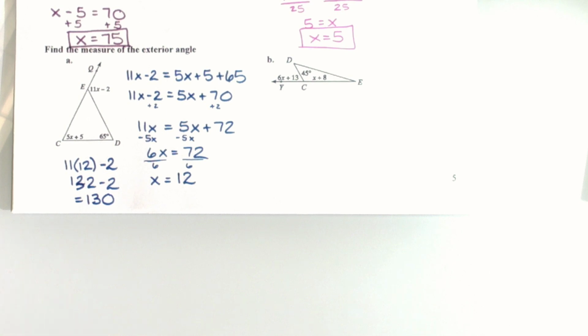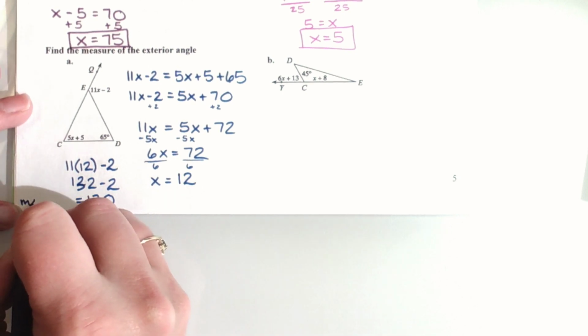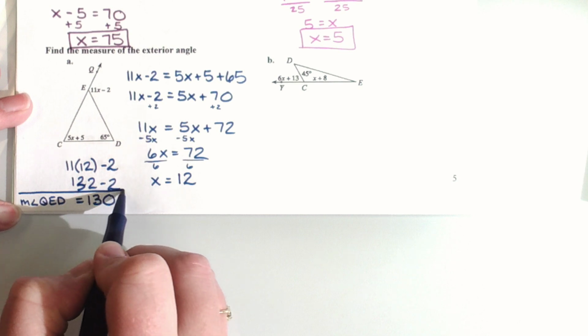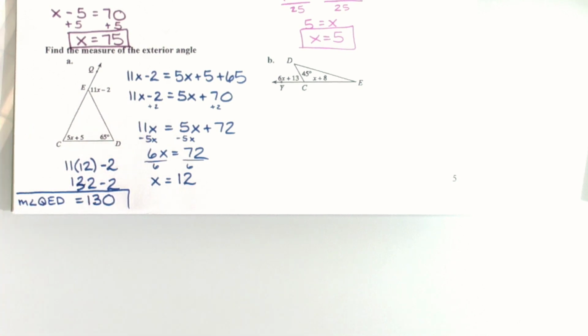But what's the name of that angle? QED. Measure of angle QED. Can I call it angle E? No. There's two different angles. If I call it angle E, I'm going to ask you, do you mean this angle E or the big one? No. It has to be the 3-letter name.